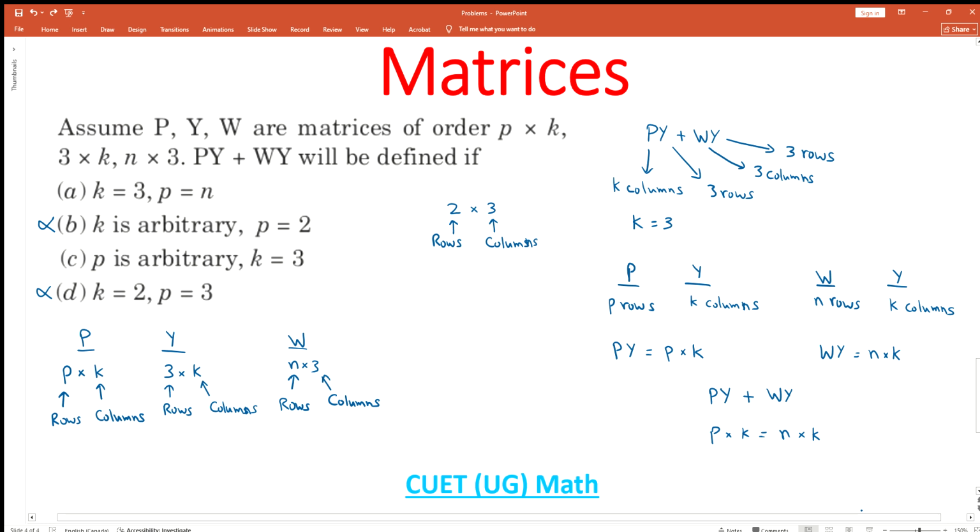These two orders will be the same if the number of rows in both matrix products are the same and the number of columns in both matrix products are the same. That means P should be equal to N. The number of columns is the same in both matrices, K and K. Therefore, P should be equal to N. So the answer should be option A. This should be the final answer for this problem.